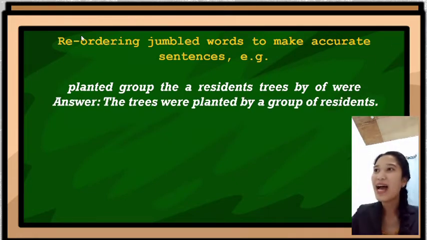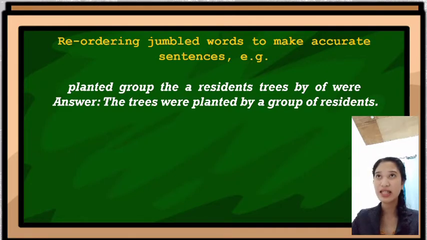So, the answer is: the trees were planted by a group of residents. So, the here is an article. The trees is a noun, planted a verb, by a group of residents. These are nouns. So here we can clearly understand what it really means. Let's read again together. The trees were planted by a group of residents.